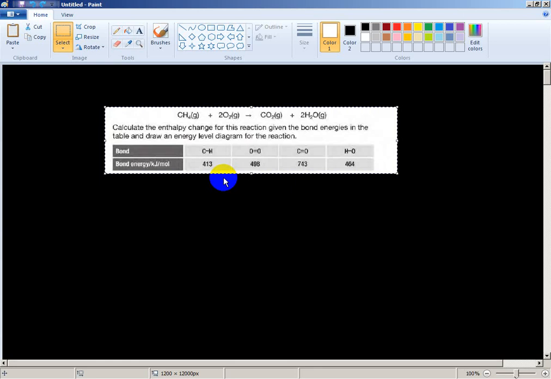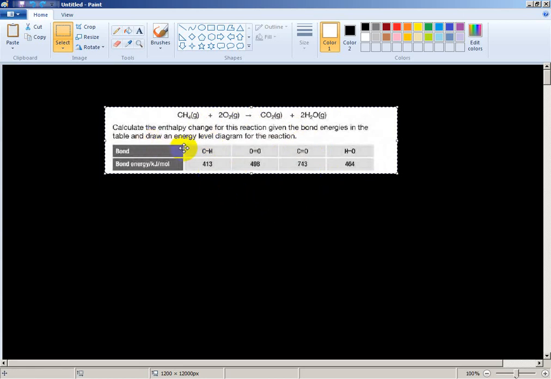Rafi gave me the answer. Okay. Why is this a combustion reaction? Burning with oxygen, methane burning with oxygen. So this is a combustion reaction.